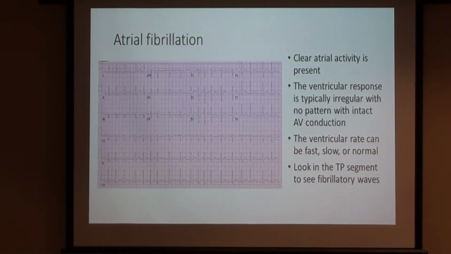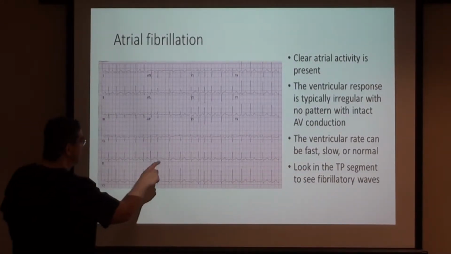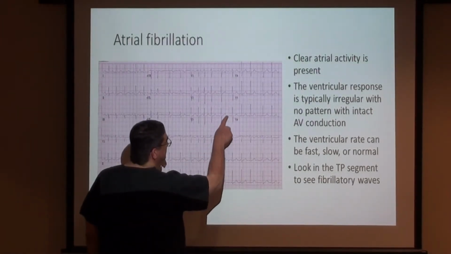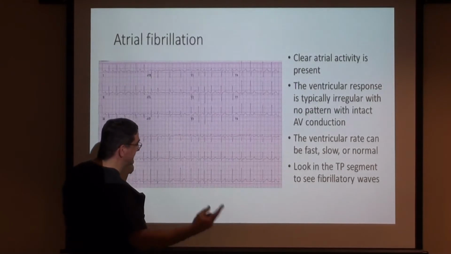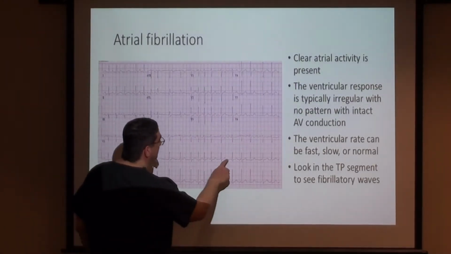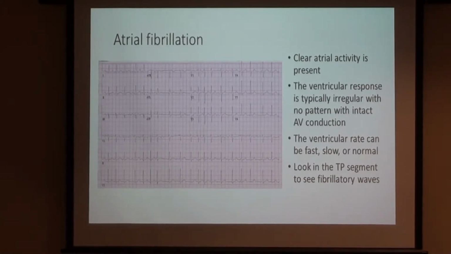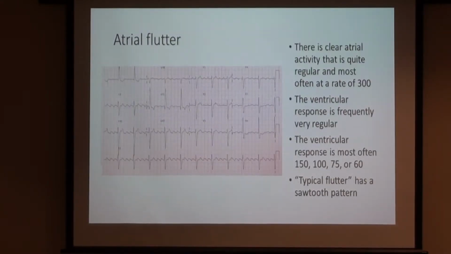The ventricular rate can be fast, slow, or normal. And you remember the TP segment, the isoelectric line, that's the best place to look for fibrillatory waves, between a T wave and the QRS. It's not really a P segment because it's not a P wave, but it's sort of in that segment. I'm sorry that isn't all that clear. That's what it looks like. You guys have seen it a million times. Usually not that hard to sort out, to be honest with you.